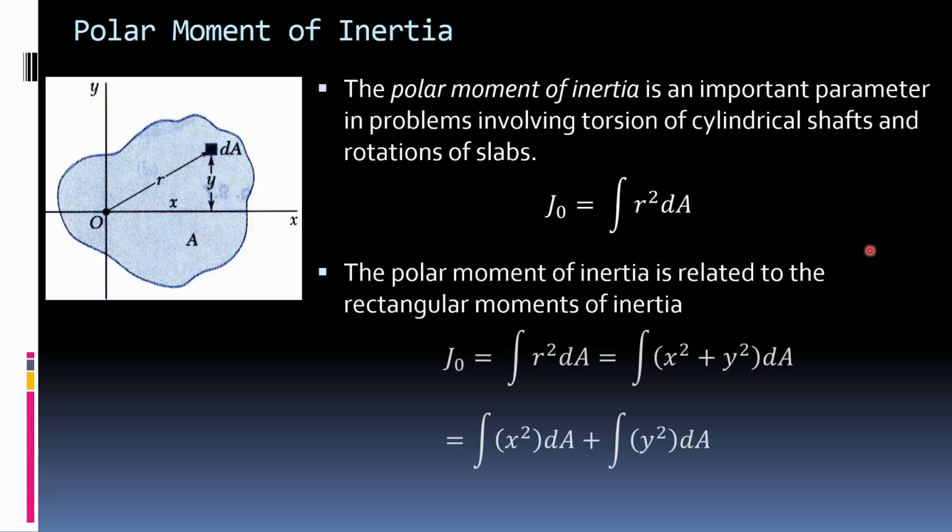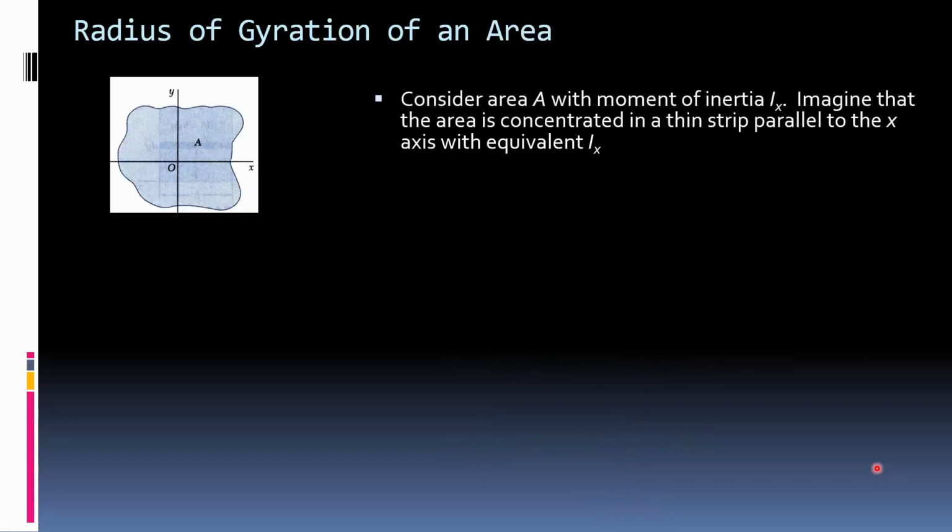Why is that? Well, what is J0? I'm sorry, what is r squared? r squared is x squared plus y squared, right? So J0 is integral of r squared dA, which is integral of x squared plus y squared dA. Well, you can go through and multiply dA throughout each one, and then hopefully these look very familiar, right? Integral of x squared dA is Iy, integral of y squared dA is Ix. And so J naught is just the sum of the Iy and Ix, which is a convenient way to find it.